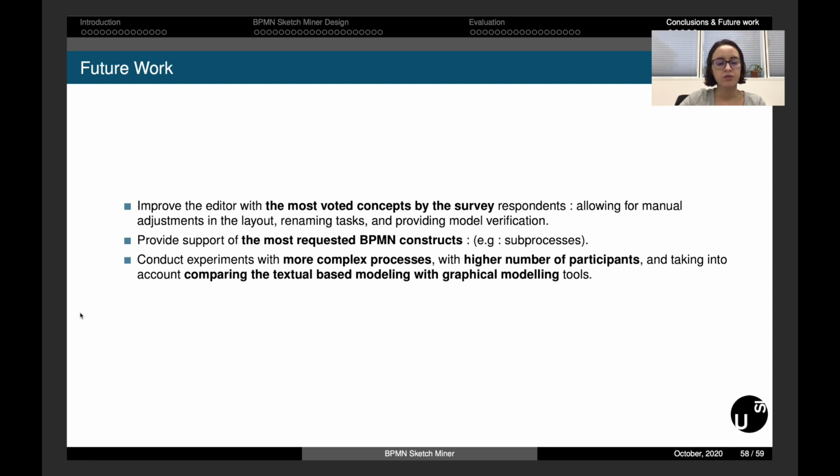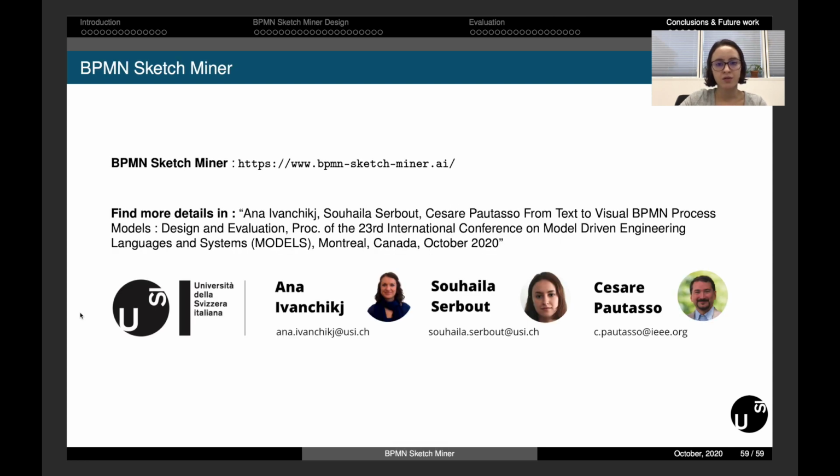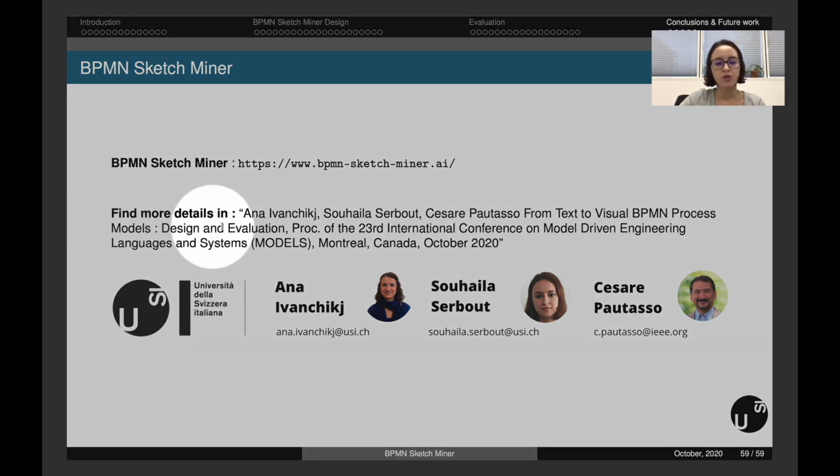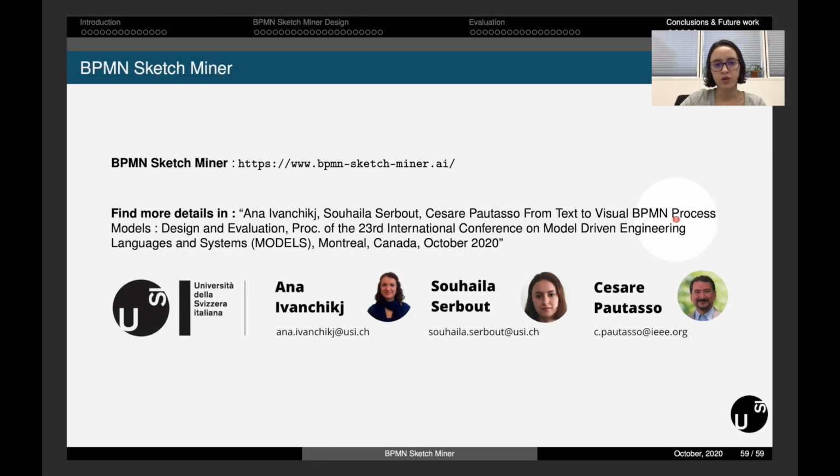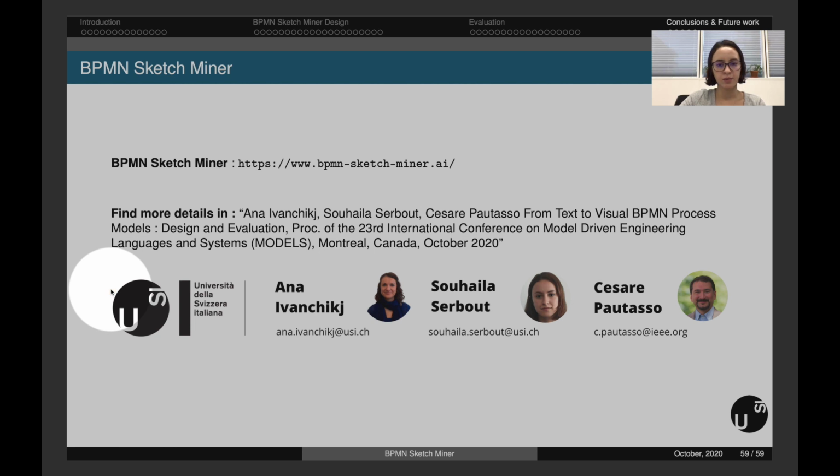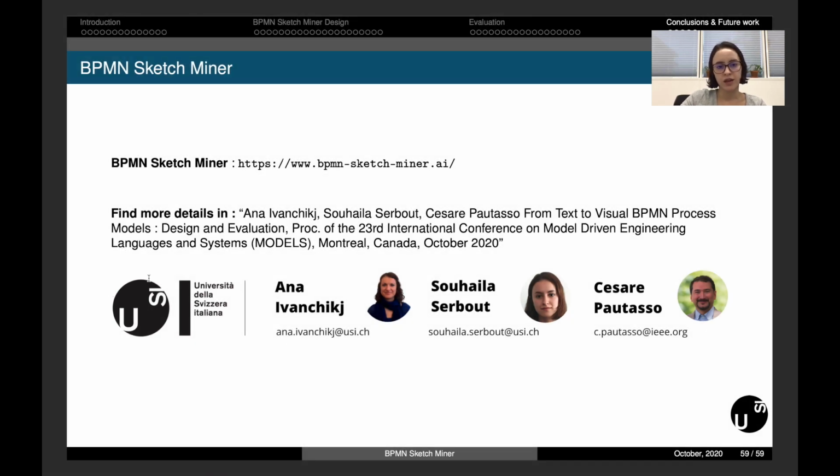If you want to use our BPMN Sketch Miner, you just go and check the website, or if you want more details about the design or the evaluation, you can go and read our paper. If you have any further questions after trying the tool, you can contact us, and we'll be happy to answer any of your questions.